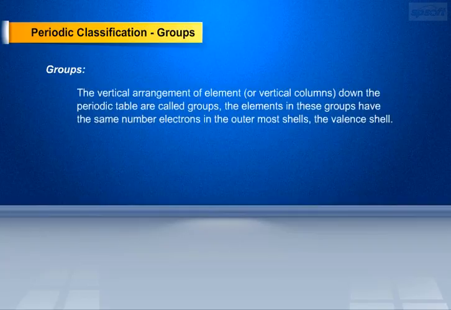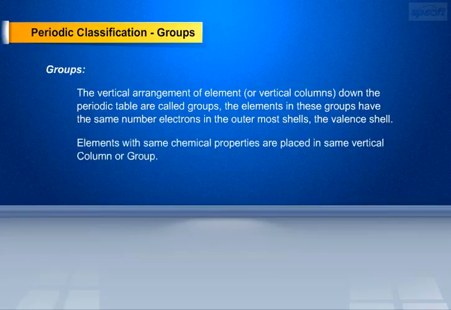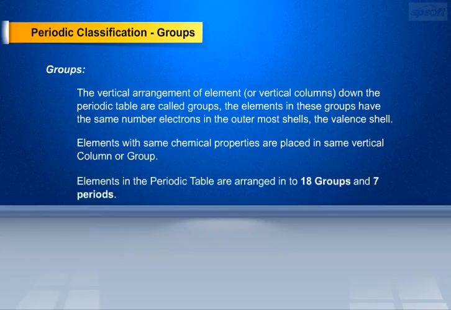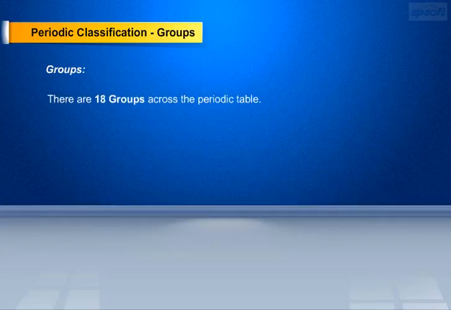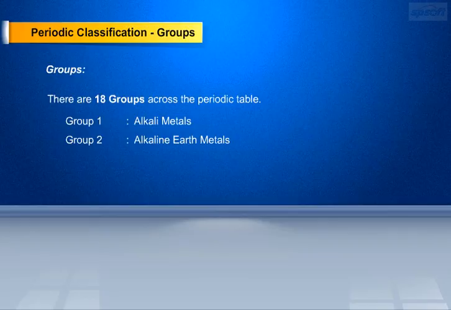The vertical arrangement of elements, or vertical columns, down the periodic table are called groups. The elements in these groups have the same number of electrons in the outermost shell, the valence shell. Elements with the same chemical properties are placed in the same vertical column or group. Elements in the periodic table are arranged into 18 groups and 7 periods. The 18 groups in the periodic table are: the group 1 elements are called alkali metals. The group 2 elements are called alkaline earth metals. The group 3 to group 12 elements are called transition metals.